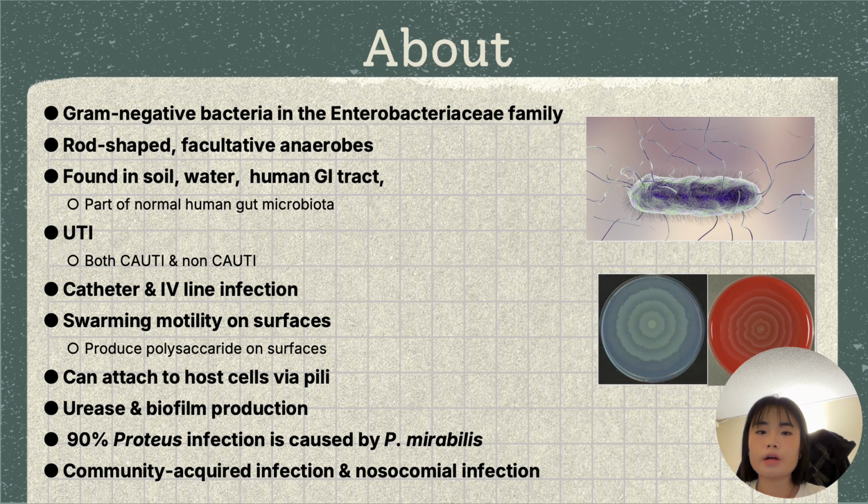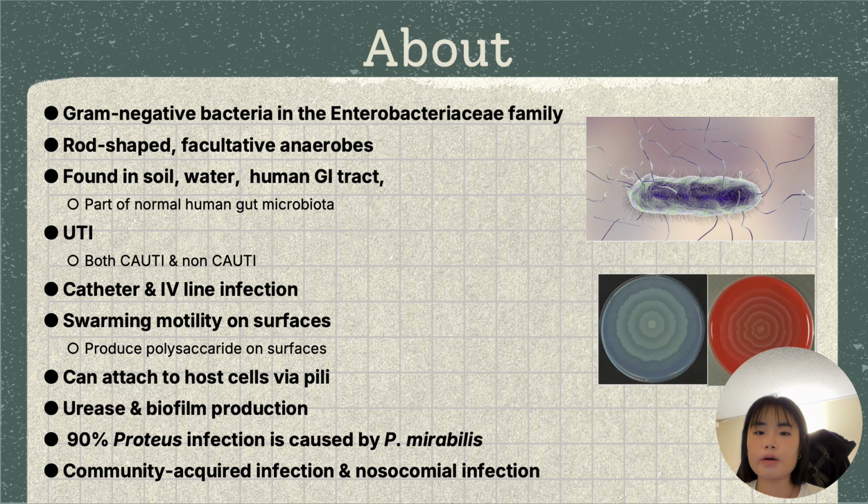So about Proteus mirabilis, it is a rod-shaped gram-negative bacteria in the Enterobacteriaceae family. It's a facultative anaerobe, which means its growth isn't heavily dependent on oxygen. They will grow with or without oxygen. It's found in soil, water, and human GI tract as part of the normal human gut microbiota. It's the main cause of UTI, causing both catheter-associated and non-catheter-associated infection.